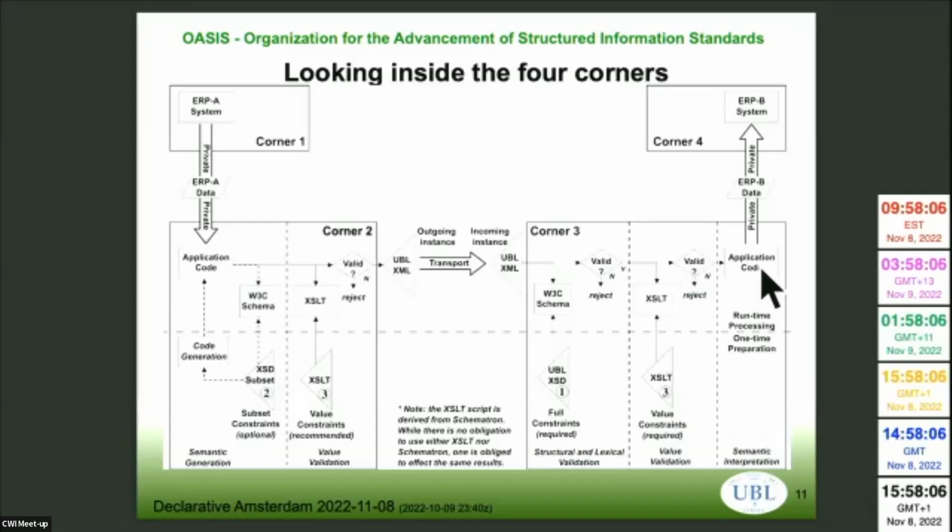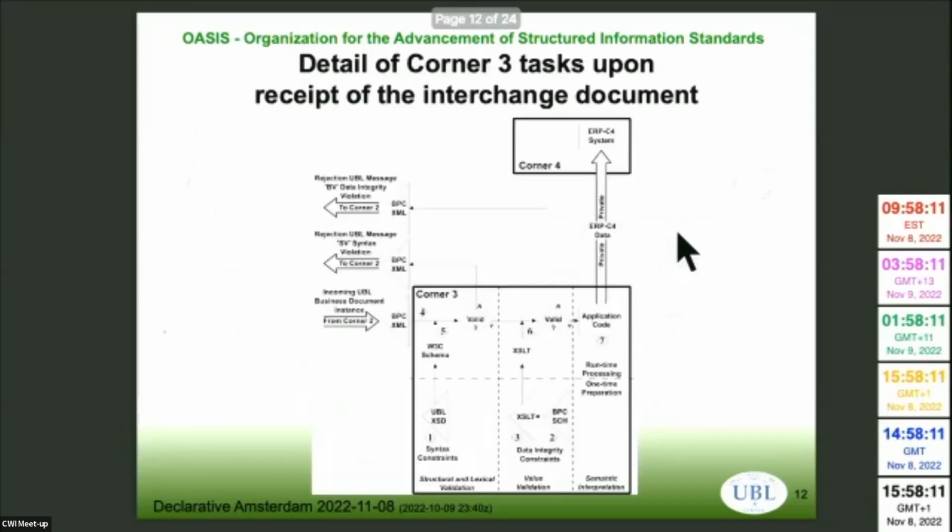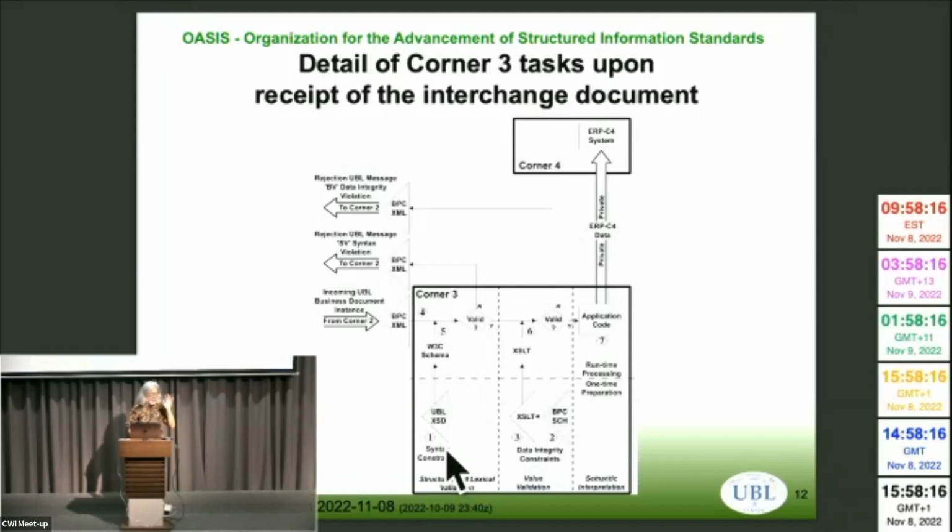And then the data is passed to the application code, which goes to the ERP system. So let's focus in on corner 3 a bit. We have the published UBL schemas. We have, in this case, the BPC, the US network set of schematrons that get transformed into XSLT. And that is a GitHub project. I'm pretty sure I've got the link in the paper. If not, ask me if you're curious. And the XSLT processor says whether or not the values are valid.